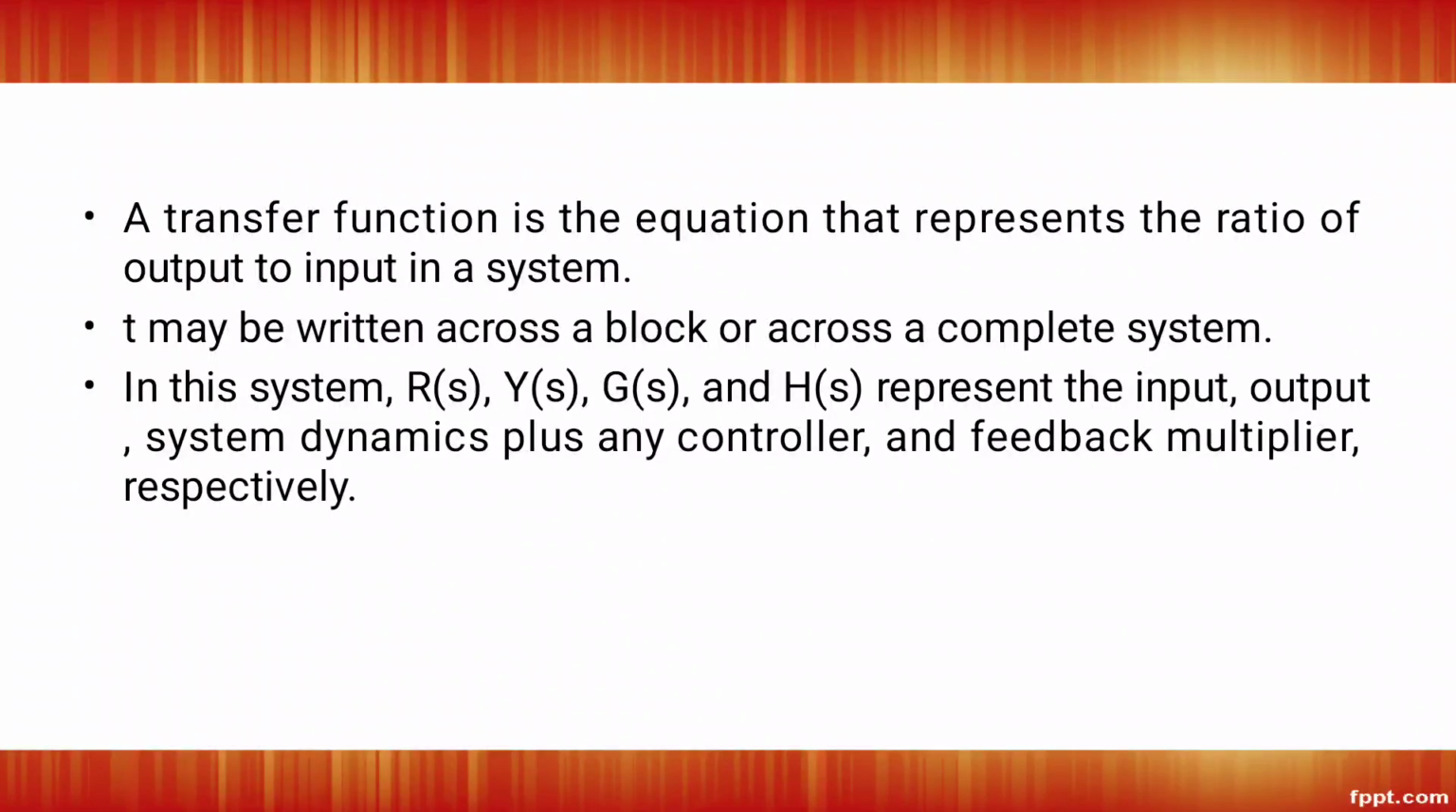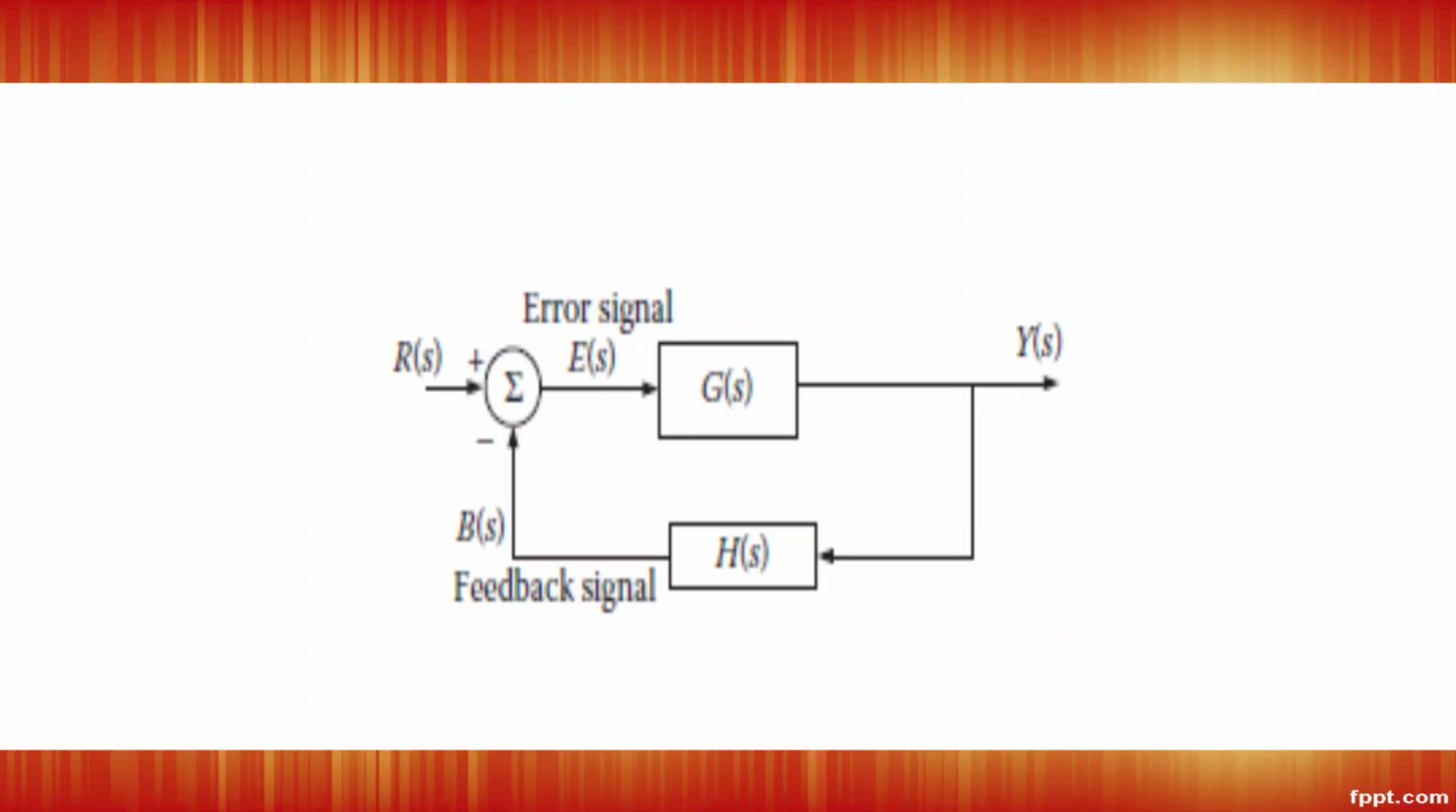So we can draw the figure like that. Here we have R of S, that is the reference input, and E of S, that is the error signal. E of S can be calculated by using the equation R of S minus B of S. R of S is our reference input, and B of S is the feedback signal. H of S is the feedback element, which may be a sensor. And Y of S is the output. That is the explanation of the figure.